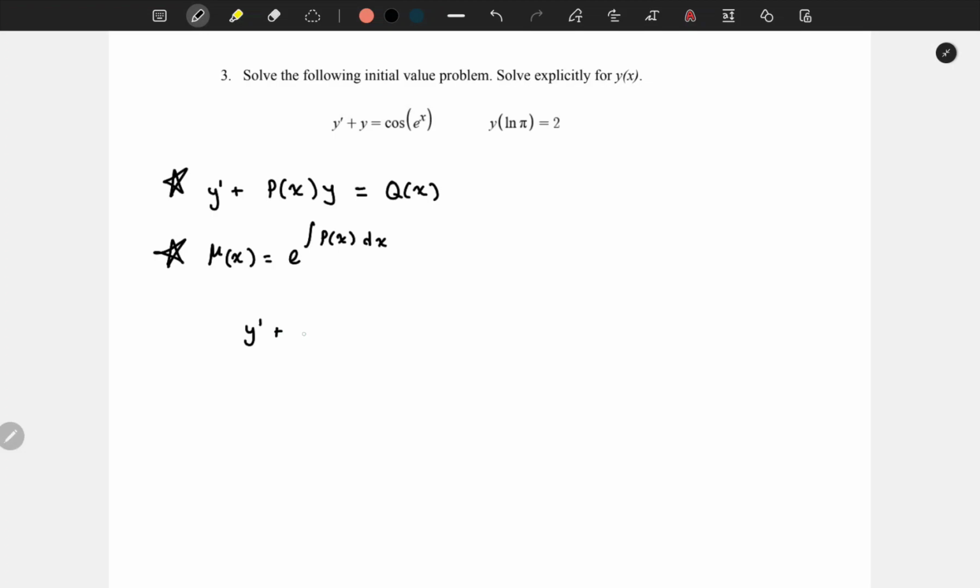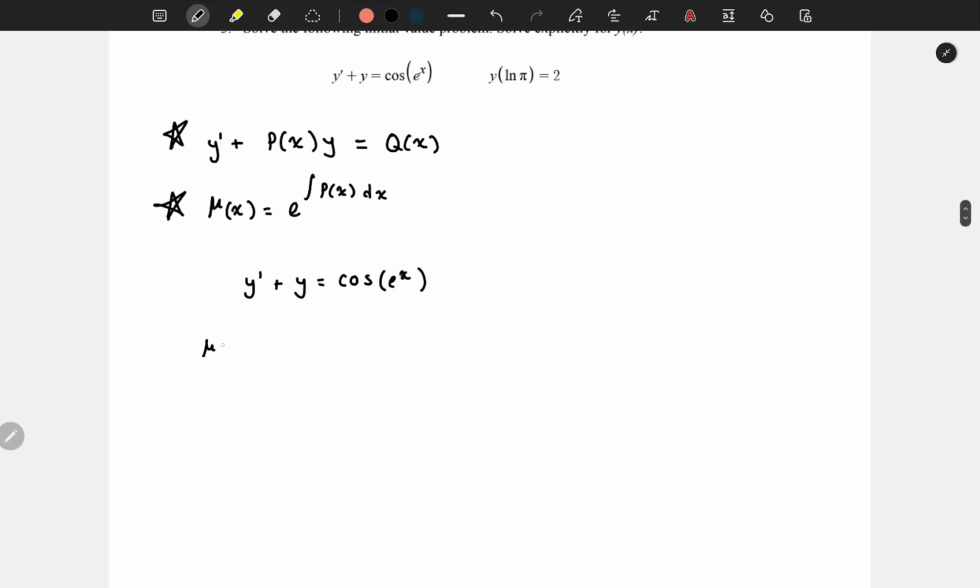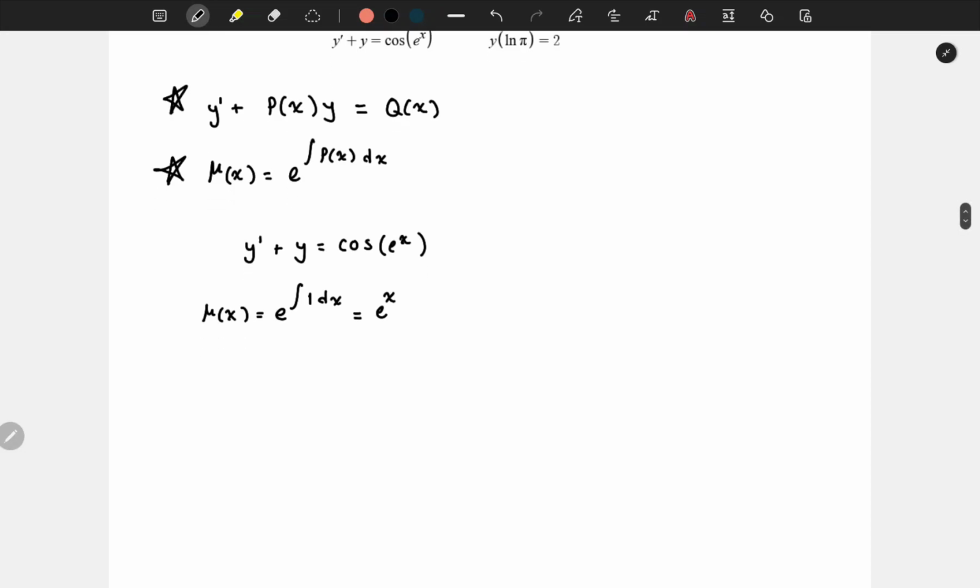Y prime plus y is equal to cos e to the x, and we know that it's already in the form, so we can now use this formula right here. So mu of x is equal to e to the integral of p of x, and p of x is technically the invisible 1 being multiplied by the y, so this gives us a very easy integration. We know that the integral of 1 is just x, so this means that we have e to the power of x, and there we have it.